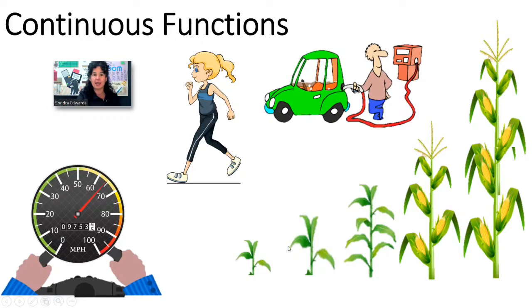One more quick example, a corn stalk growing. Let's say that we look at the corn stalk and it is currently 1 foot tall. At a later time, the corn stalk is 4 feet tall. Well, there must be a time somewhere between when it was 1 foot and when it was 4 feet such that the corn stalk was 3 feet tall. That is the intermediate value theorem.